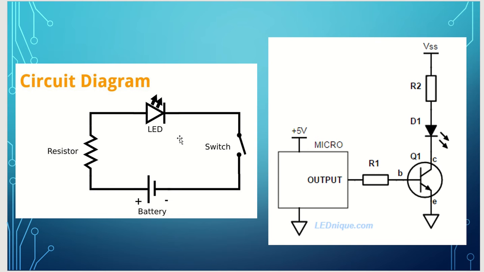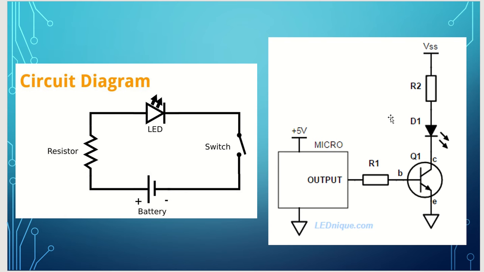This is a really simple diagram where we have a switch. When we press that switch, the circuit is going to be a closed circuit, so there is going to be a current flow through the resistor and through the LED, and the LED is going to turn on. When we press the switch again, this is going to be an open circuit, so there is no current flow in this circuit, so the LED is going to turn off.